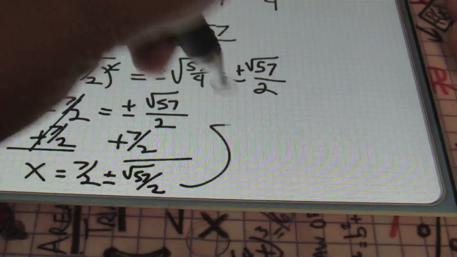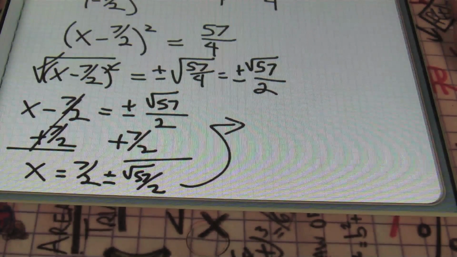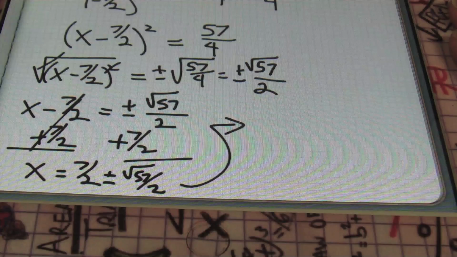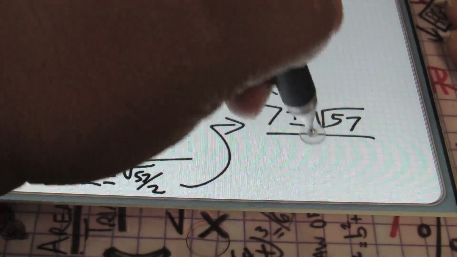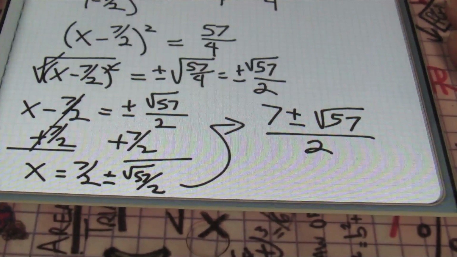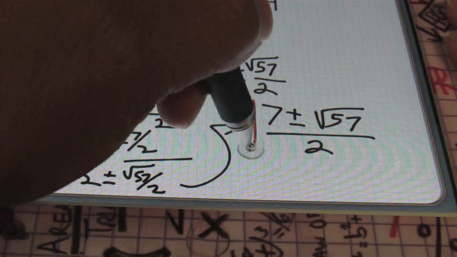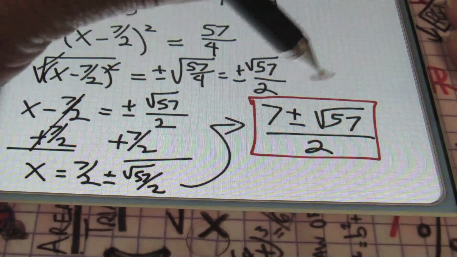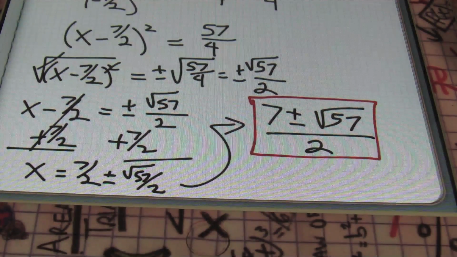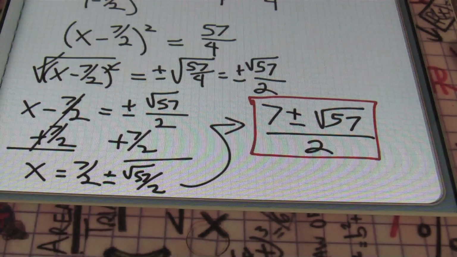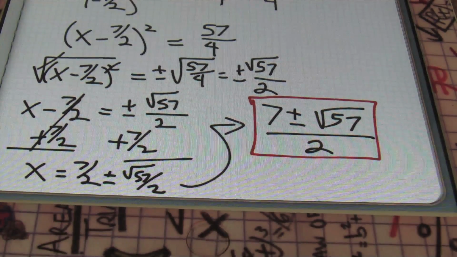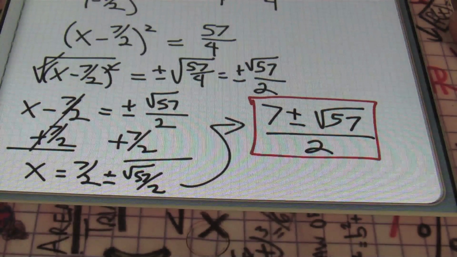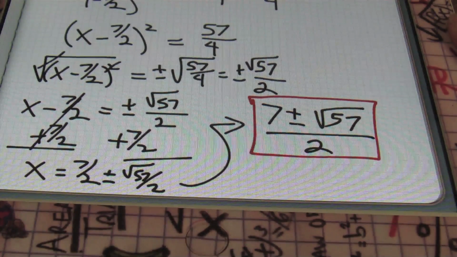Now, if your teacher permits, you can combine these two ratios into one fraction. So this is going to be 7 plus or minus the square root of 57 all over 2. And this, ladies and gentlemen, is my answer. Once again, if you have to expand this, you can simply write it as 7 minus the square root of 57 over 2 and 7 plus the square root of 57 over 2. But with that plus or minus symbol, it's all condensed and done. That's it. That's my value of x, ladies and gentlemen. Just like that. That's problem number 3.